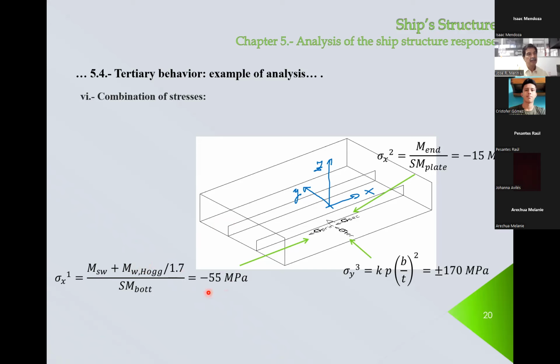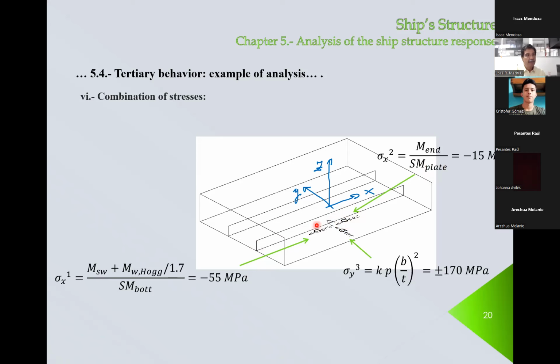So this is the result. It's only 55 megapascals as the primary. So this is in the bottom. Remember, every time you calculate these things, even though this is just one component, it's a good idea to compare it with 235. Then we go to calculate the secondary.